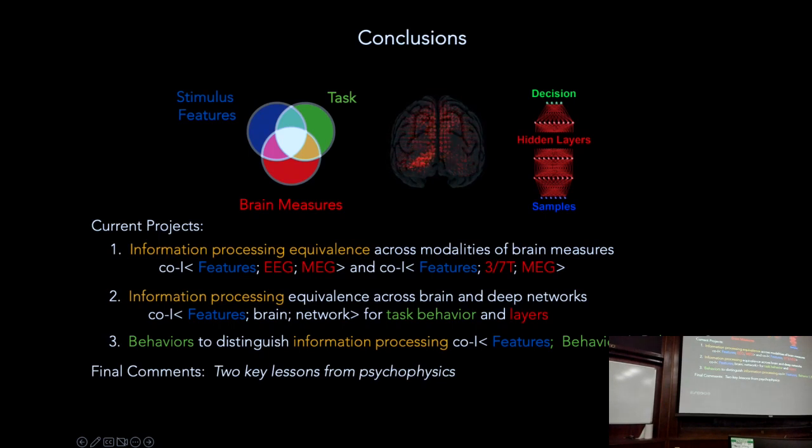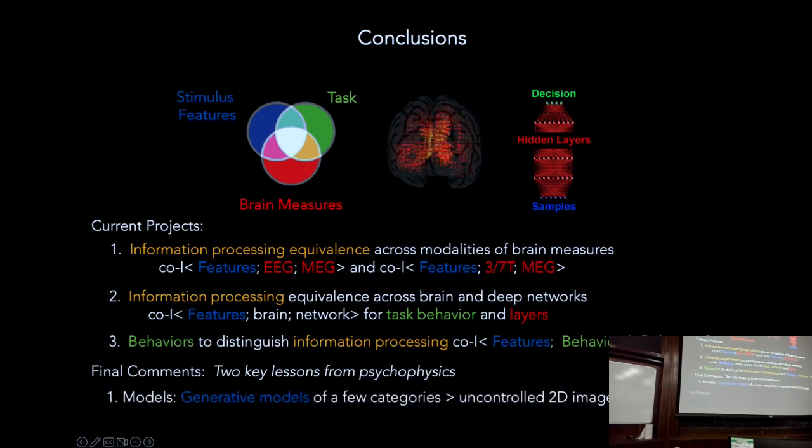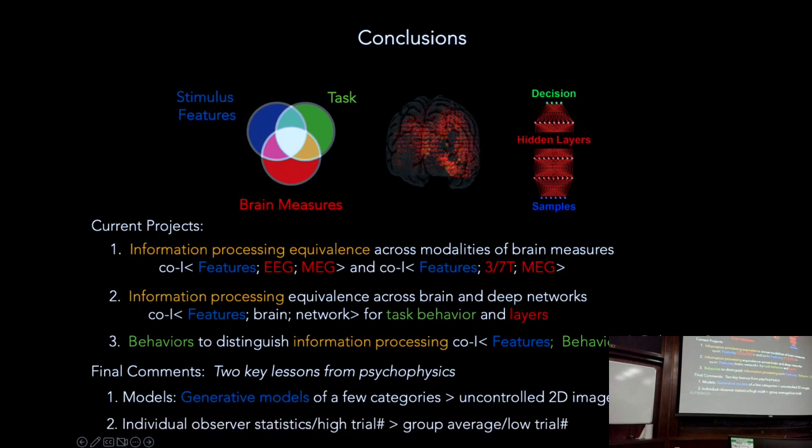And of course I couldn't help but comment on two aspects of psychophysics, which is that having a generative model of a few categories is better than a very large collection of uncontrolled 2D images, because we need to control the features that cause behavior and responses. And also, and I hope to have convinced you, because people use different features from the same object to respond the same thing, we need to make sure that we switch to individual models of individual participants.